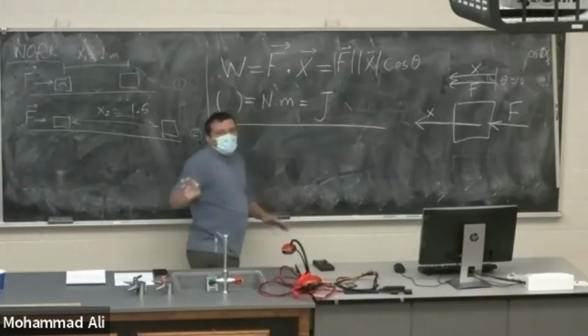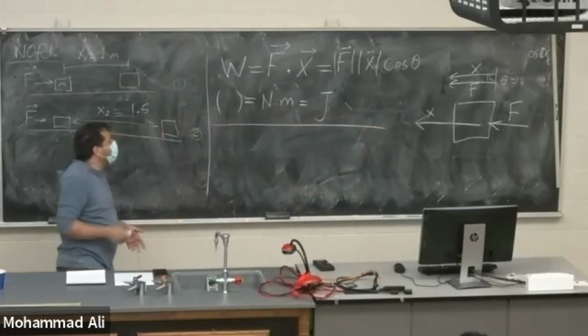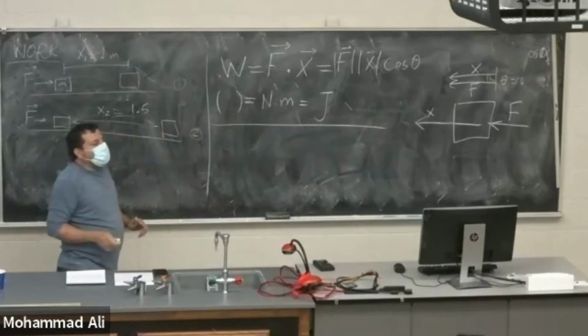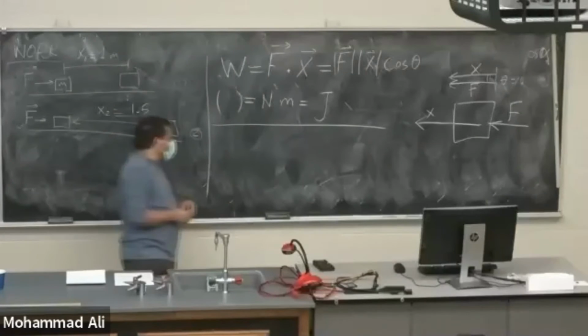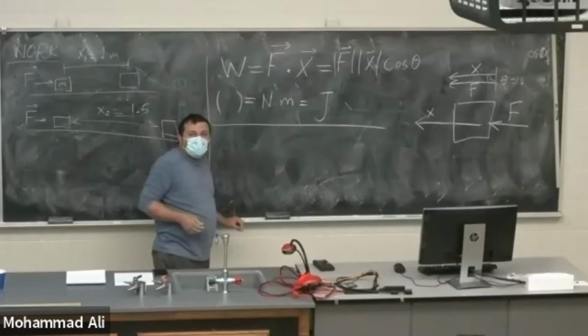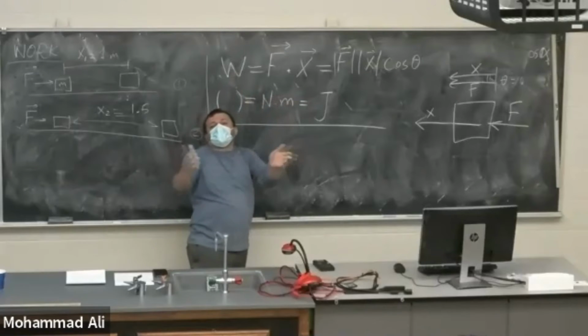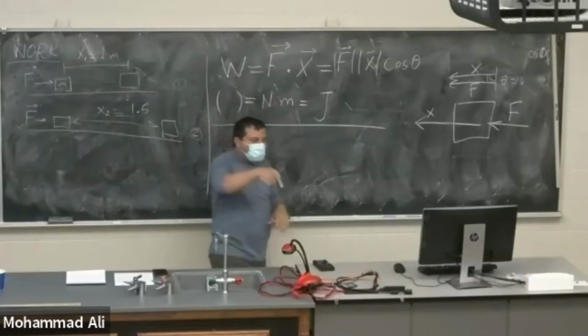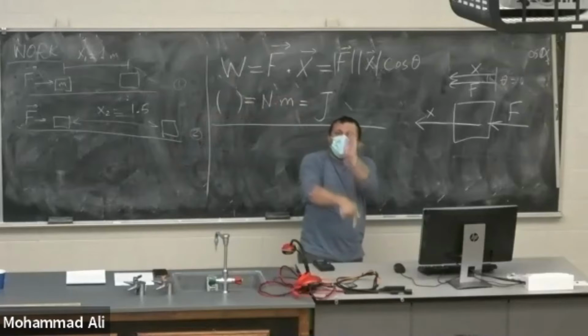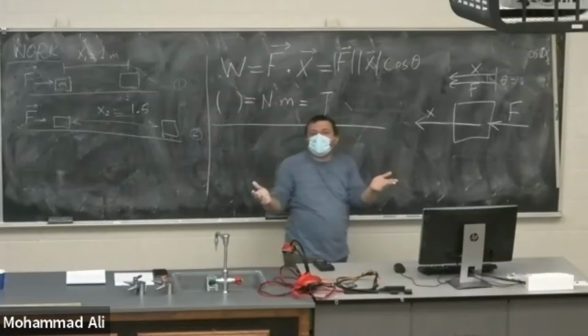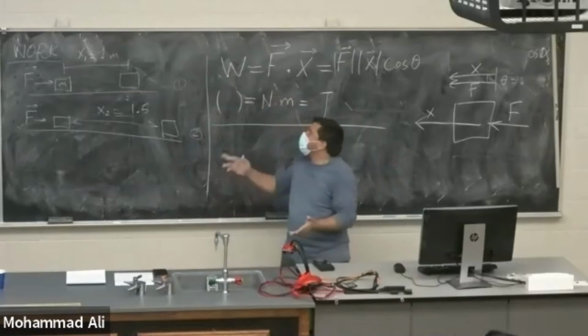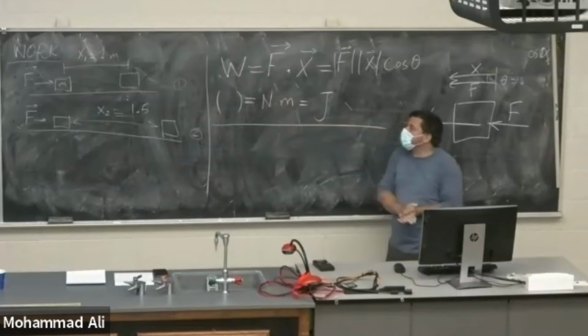I'm not solving examples now. I'm just talking about the work. I need to ask you, when will the work equal 0? The force is equal to 0 when, for example, we have a weight downward and a normal force upward, so the total force is 0. Okay, what about the work? When is the work equal to 0?